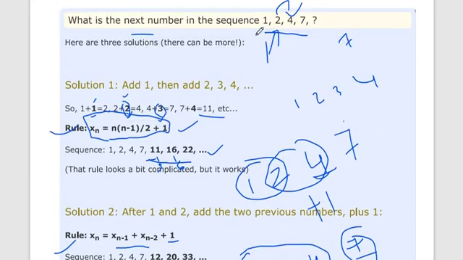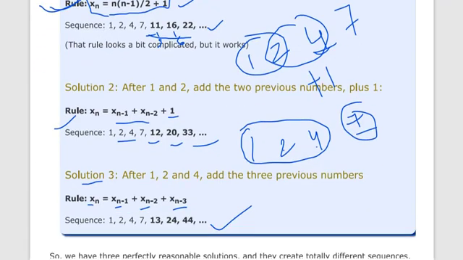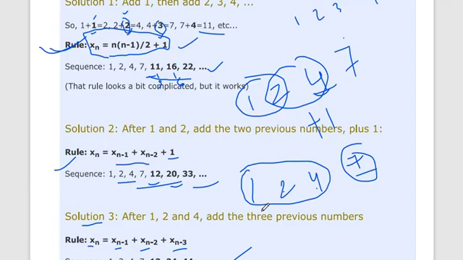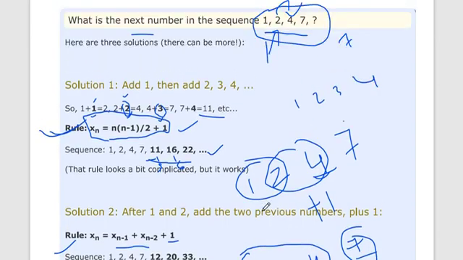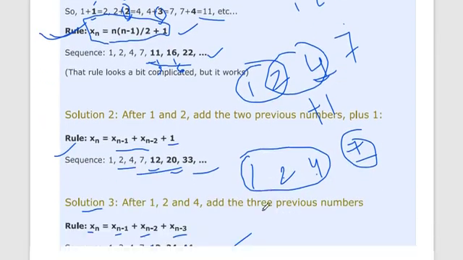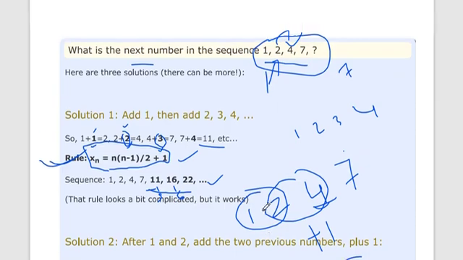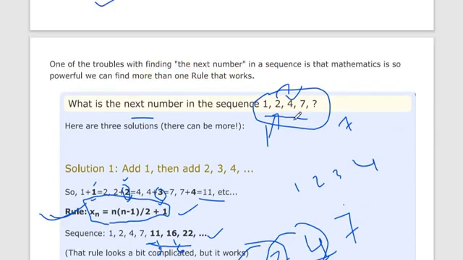So you can see that for the very same sequence we have 3 different types of rule and 3 different types of sequence, and all these rules are true for this sequence. It is not always true that a sequence has only one rule. It may have 2 rules, 3 rules. Anything is possible.